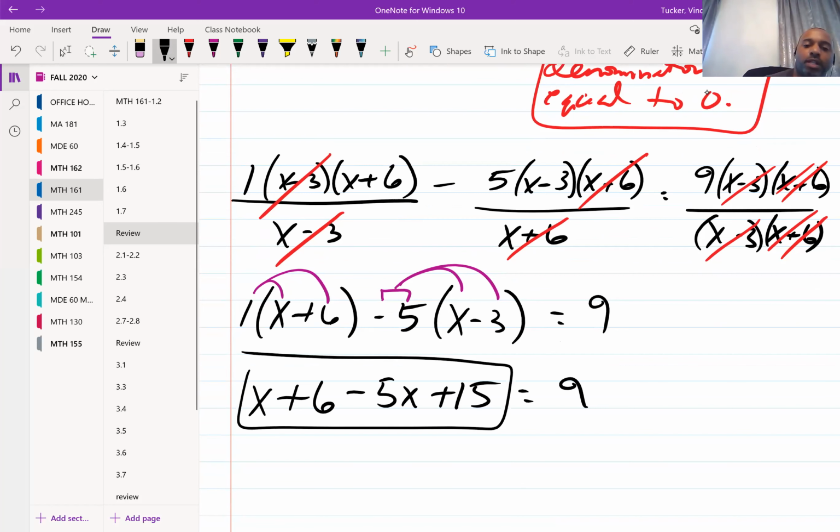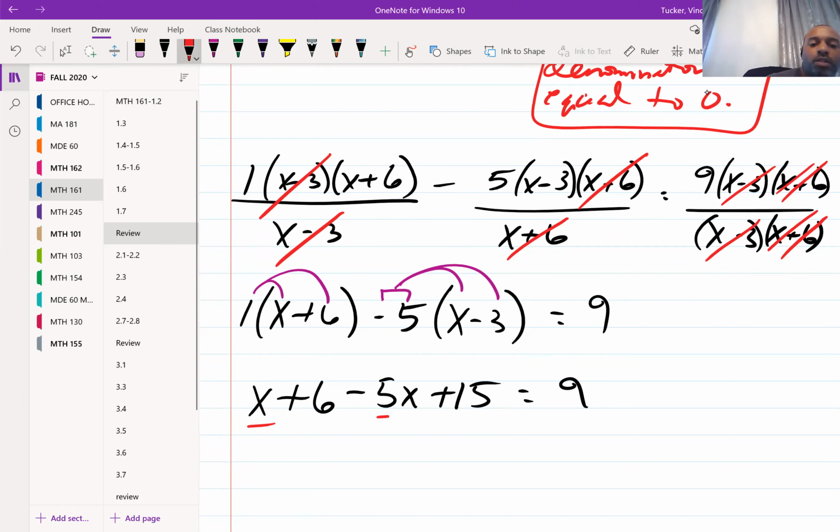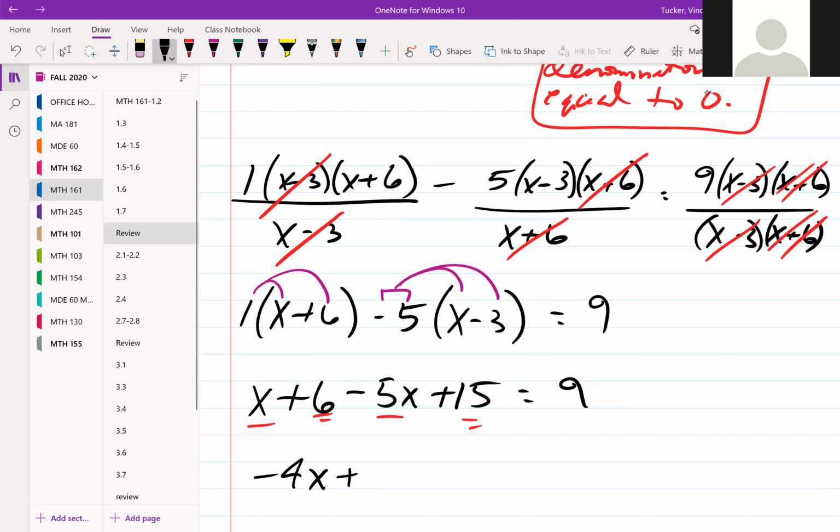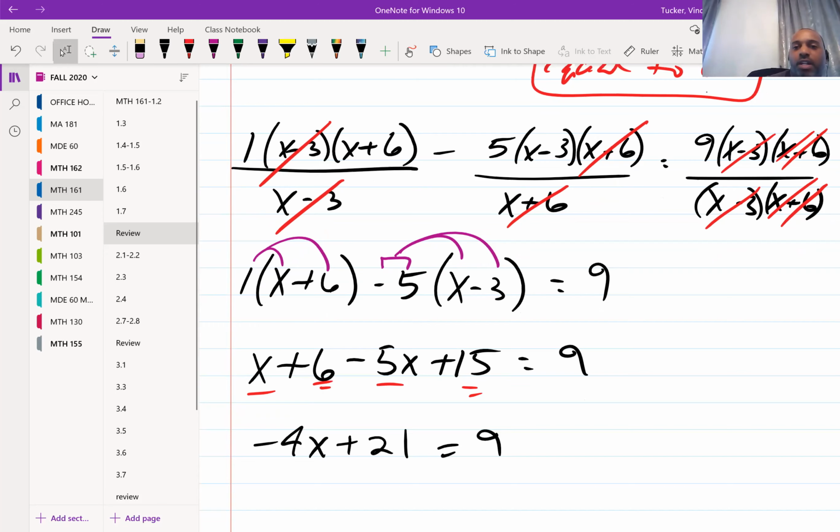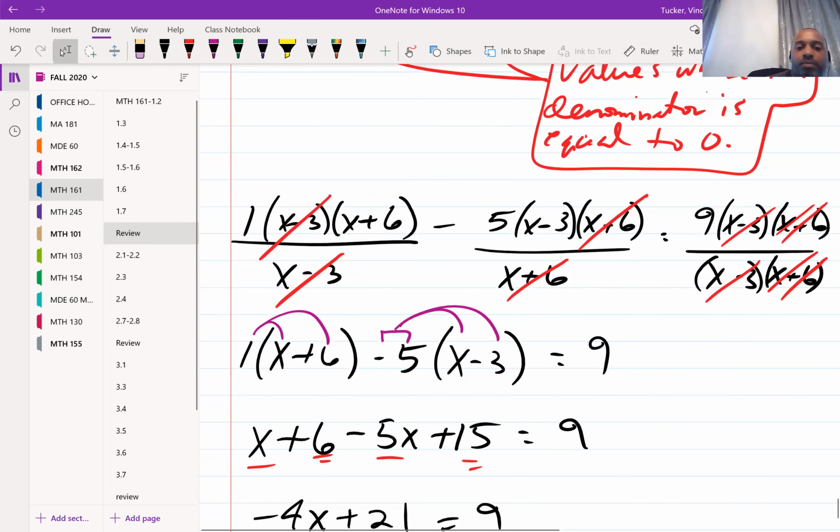Combine our like terms on the left side. X and negative 5x, negative 4x. 6 and 15, 24. 21, you mean, right? Yeah, that's what I did. Okay, cool, just making sure. All right, and that was a positive 9, right? Okay, yeah, we're good.